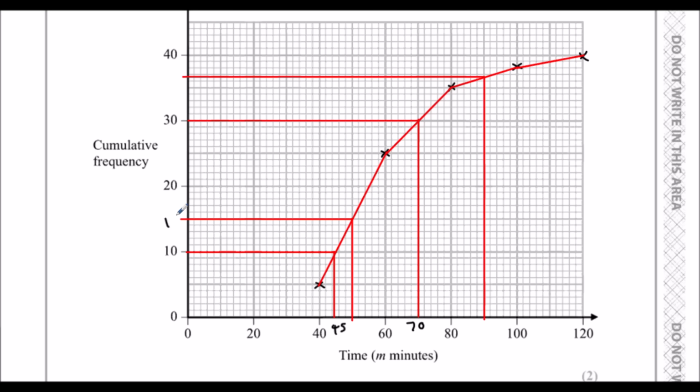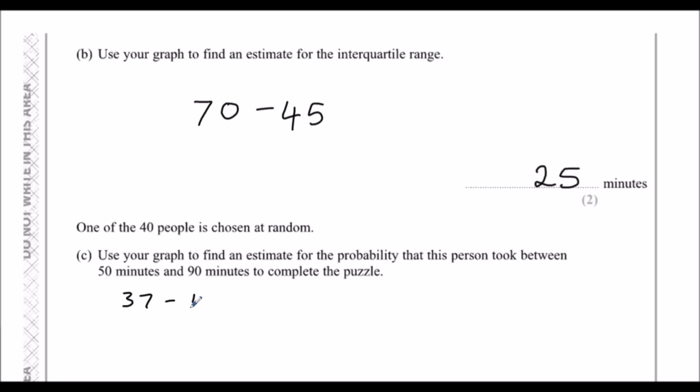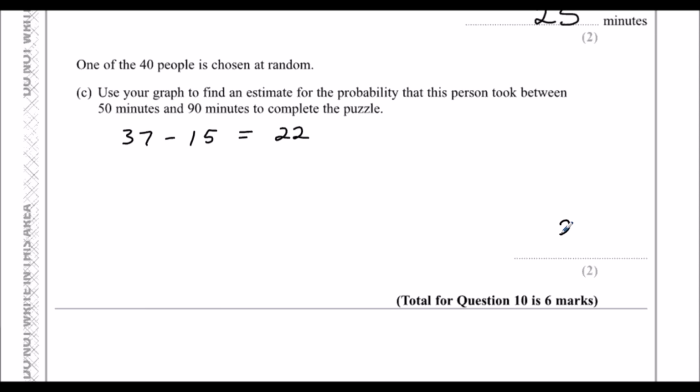So we have 15 and 37. Looks slightly closer to 37. So how many people in between 15 and 37? 37 take away 15 is 22 people, and it's out of 40. So 22, it's a probability. We can write it as a fraction, a decimal, or a percentage. 22 out of 40. We don't need to simplify it, so I'm not going to.